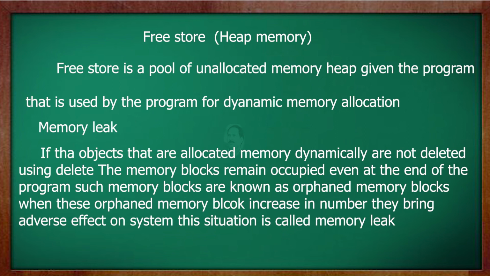Whenever we create a program with dynamic memory allocation, after its usage is over, if we do not deallocate it using the delete operator, it remains active in the program, having an adverse effect because we cannot use that memory for other purposes. It remains occupied even though nobody is using that part of the memory. Therefore, when this type of orphan memory increases, it has an adverse effect. That situation is called memory leak.